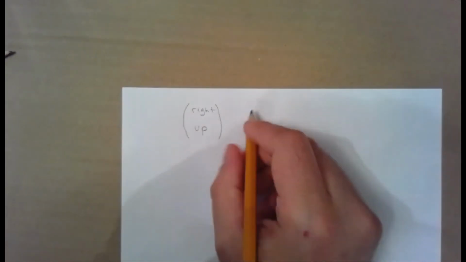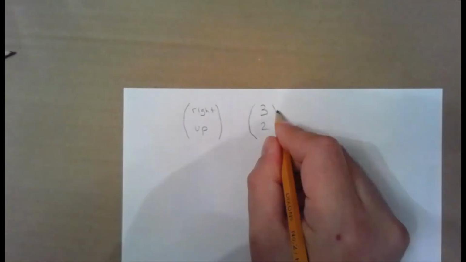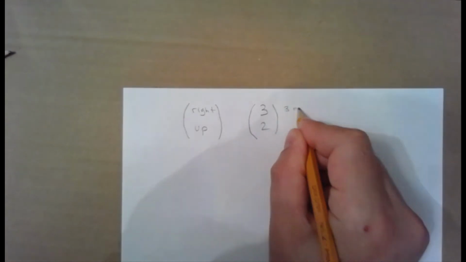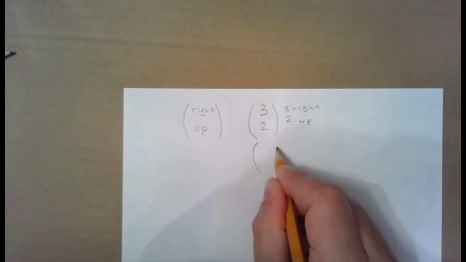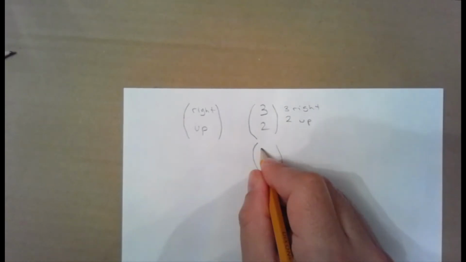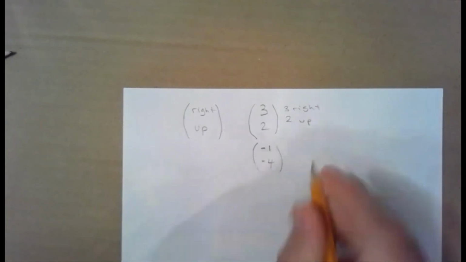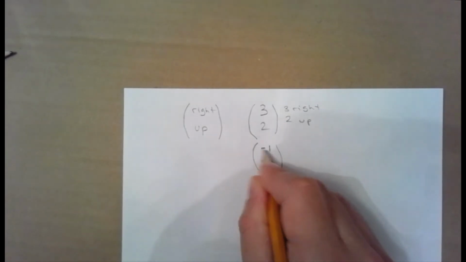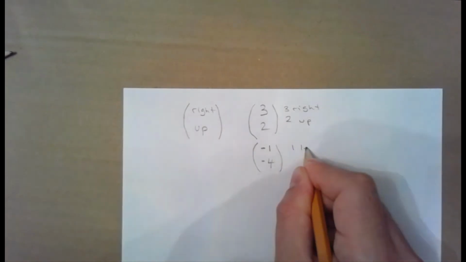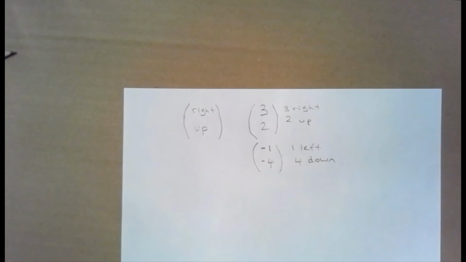So if I had something like 3, 2, that will tell us we're going to go 3 right and then 2 up. If I had something with negatives, like -1, -4, because it's negative, that's going to tell us the opposite of the movement to the right, which is left. So it's going to be 1 left and 4 down. Okay, so let's go for some examples.